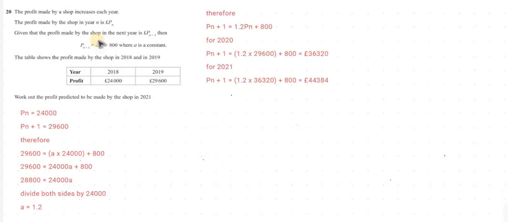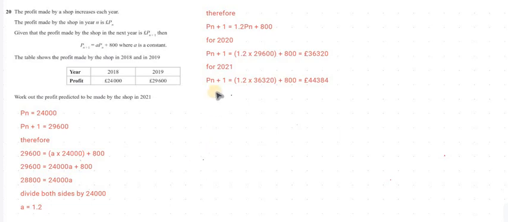Okay, so Pn is the year before, Pn+1 is the year just after. Okay, and that's the formula given there. So for 2018 and 2019, Pn is 24,000, Pn+1, the year after, is 29,600. So we can use that to find A. So 29,600 equals A times 24,000 plus 800. So you simplify that and solve that linear equation to find A, and you find A as 1.2.